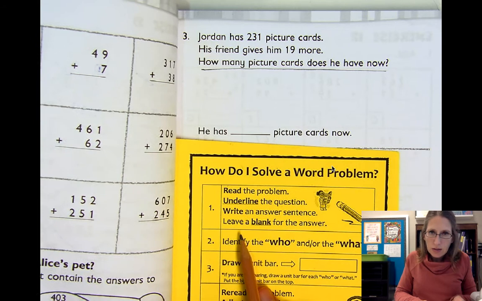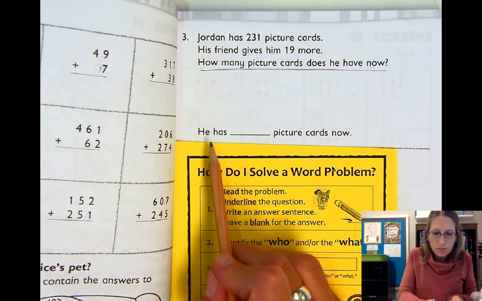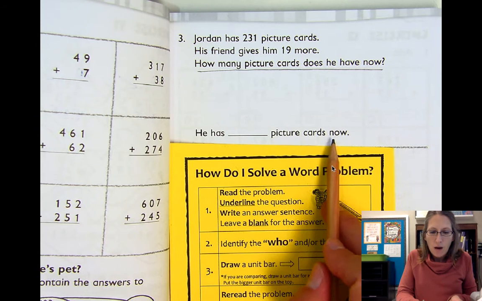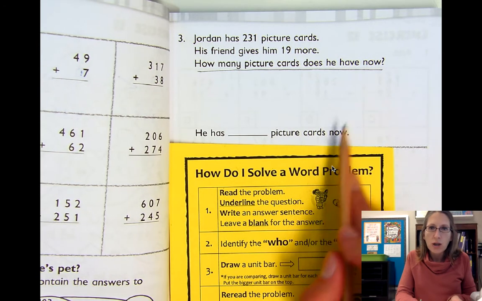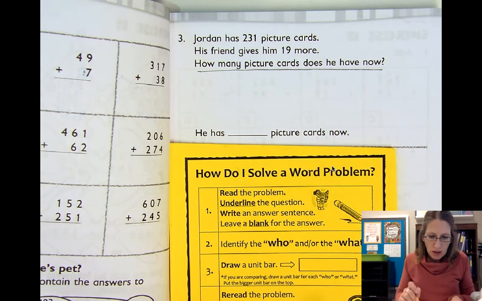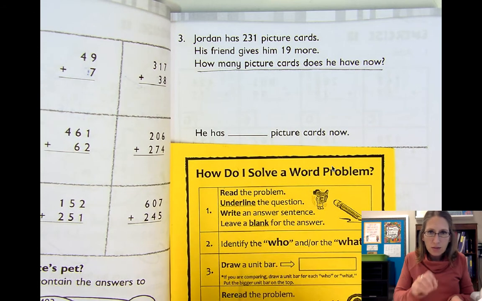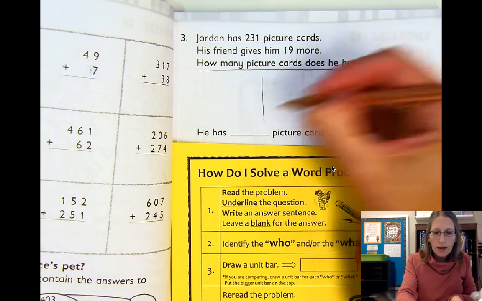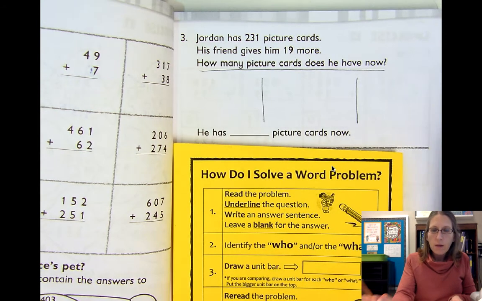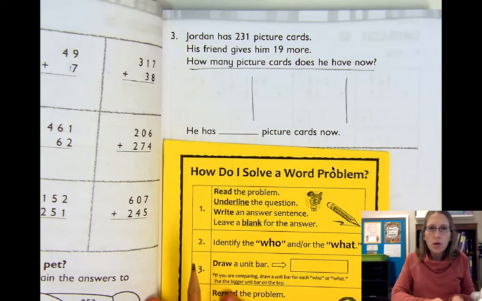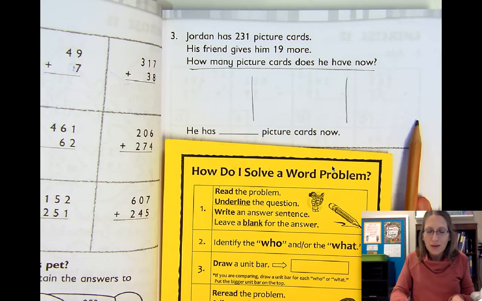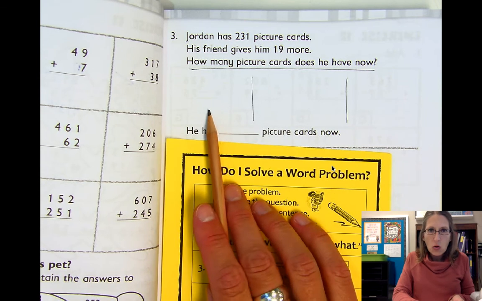Let's write an answer sentence. Oh, thank you, workbook. He has blank picture cards now. Yeah, so they've kind of used this question and turned it into an answer sentence for us. They left a blank for the answer. Now what we're going to do, we're going to draw those two lines. And that way, if we draw our two lines, then we know something goes here, something goes here, something goes here. So here is our who and our what.